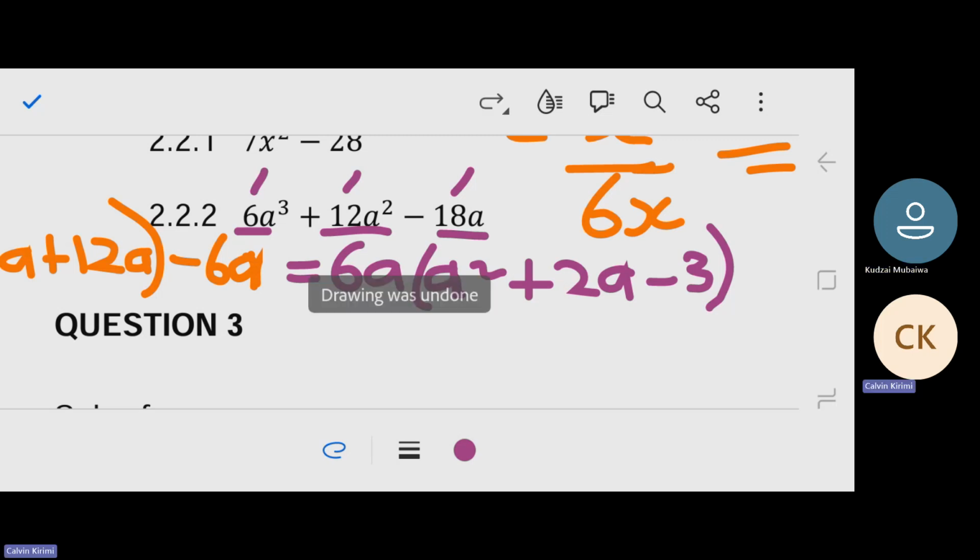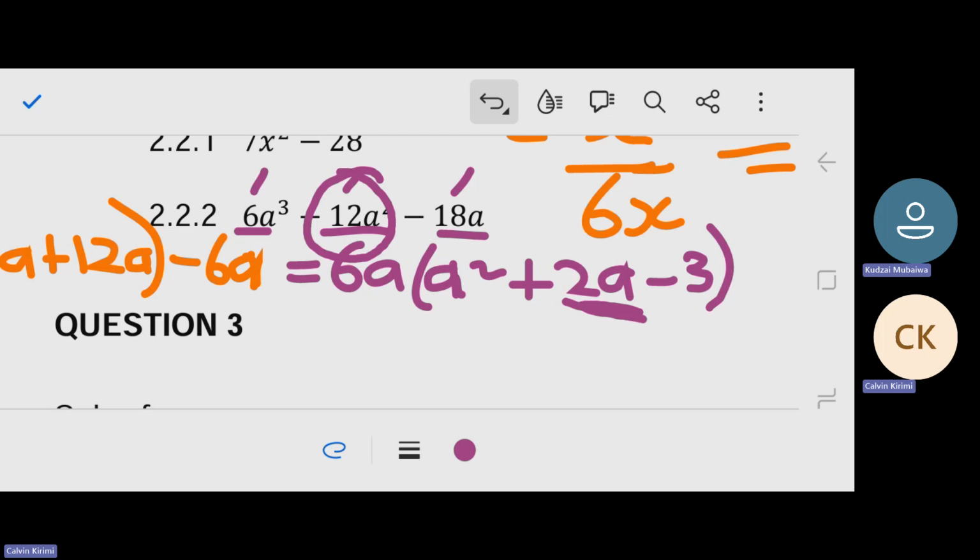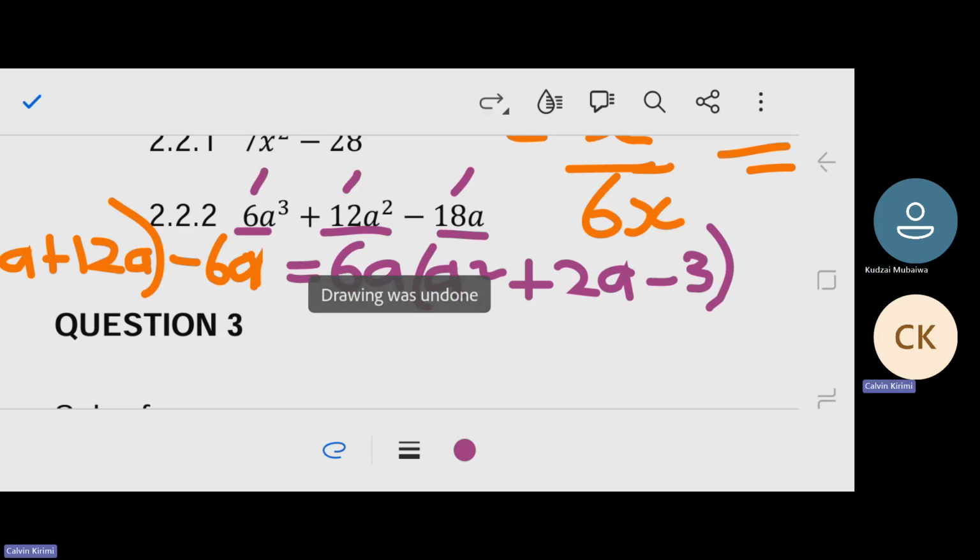Then 6A goes into the next term how many times? Like 6A goes into 12A squared. You are just dividing 12A squared by 6A. The answer is 2. Minus 18A divided by 6A, the answer is negative 3. And 6A cubed divided by 6A, the answer is A squared. That's all. Any question?